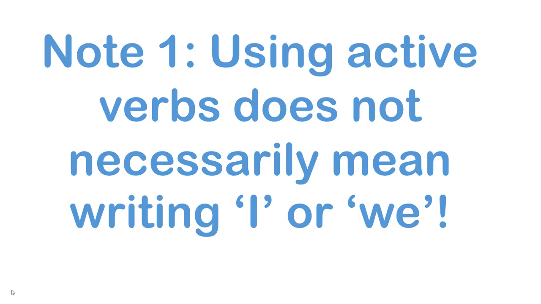Okay, just as a note, using active verbs does not necessarily mean writing I or we. So very often people tell me I'm not allowed to use I, I'm not allowed to use we. That's fine. If your professors tell you you can't write I or we, then you can't write I or we. There's nothing you can do about it. However, you can still write active sentences without using the personal pronouns I or we. And very often I see students who write passive sentences which are unnecessary, even though they can write an active sentence without using personal pronouns.